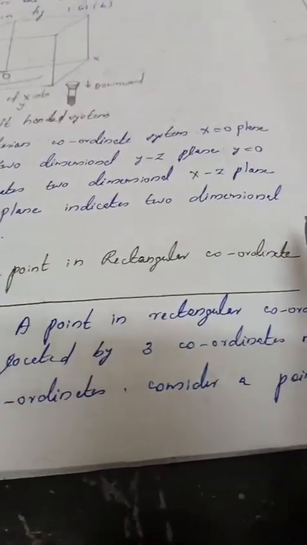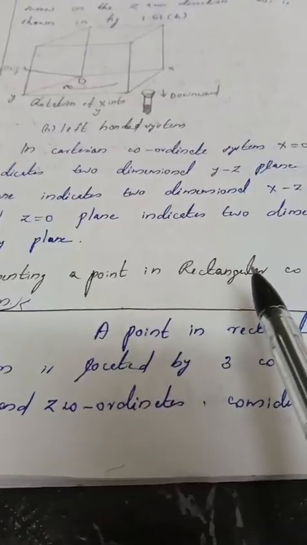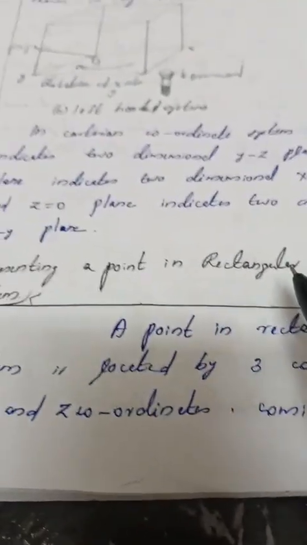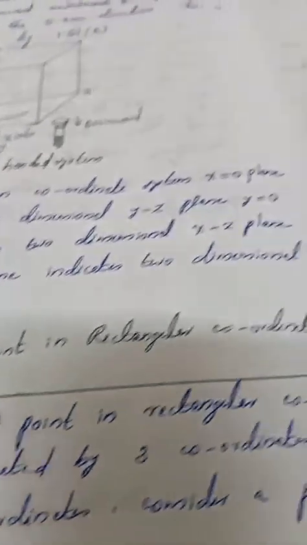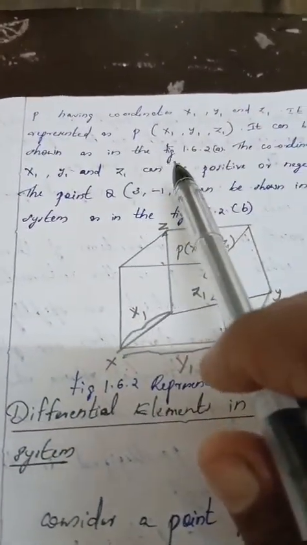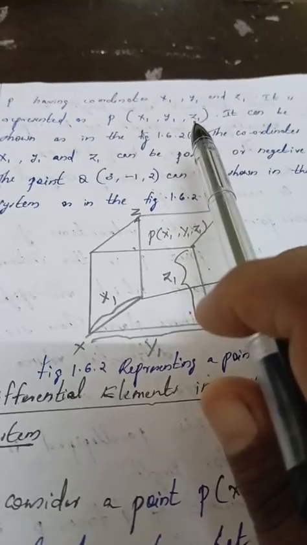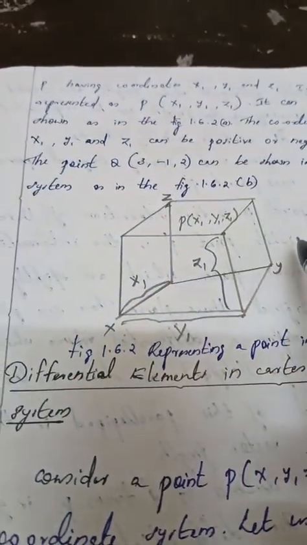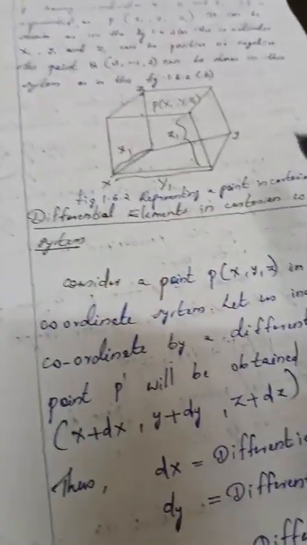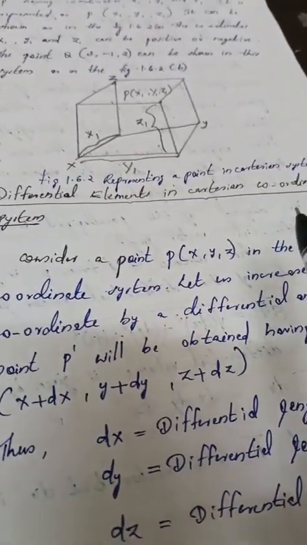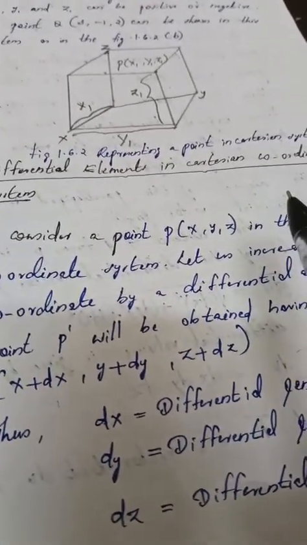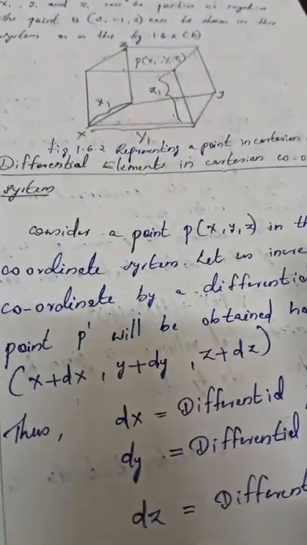Representing a point in rectangular coordinate system. A point in rectangular coordinate system is located by three coordinates, namely x, y and z coordinates. It can be represented as P(x, y, z). Next one, differential elements in Cartesian coordinate system. Consider a point P(x, y, z) in the rectangular coordinate system.